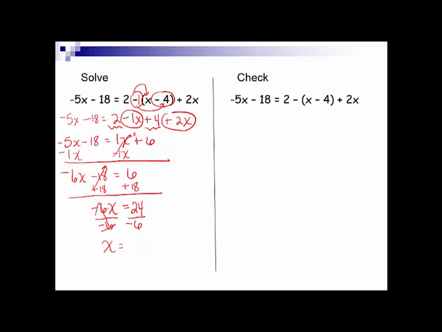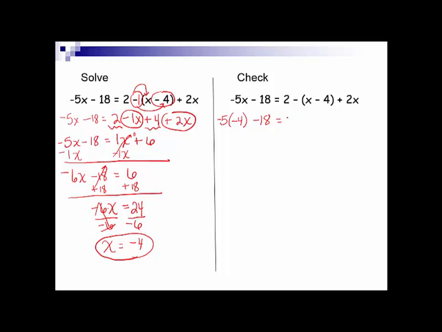24 divided by a negative 6, positive divided by a negative is a negative. 24 divided by 6 is 4. So there's one solution to this equation, and that solution is a negative 4. What that means is if I substitute, that should be a negative 5 in front. Let me just erase that. That means that if I substitute negative 4 in place of each x in my original equation, I should come up with a true statement.